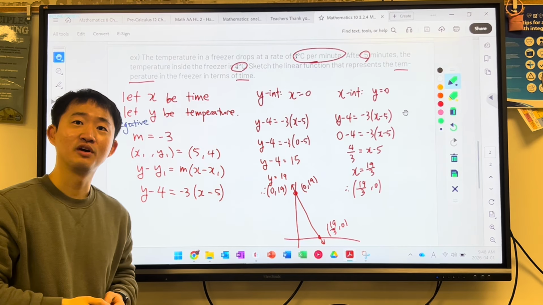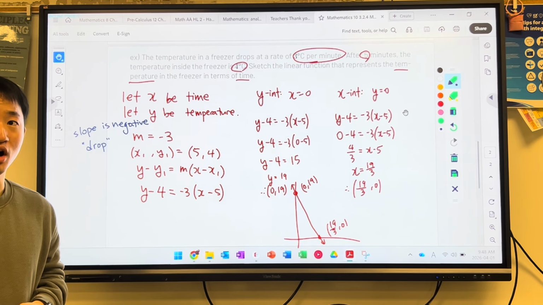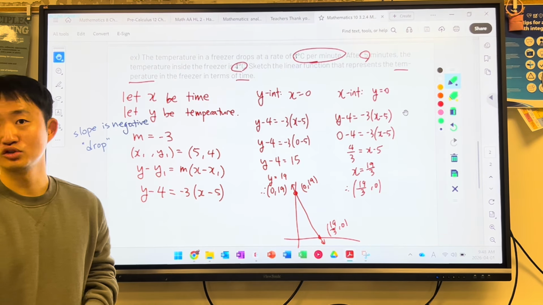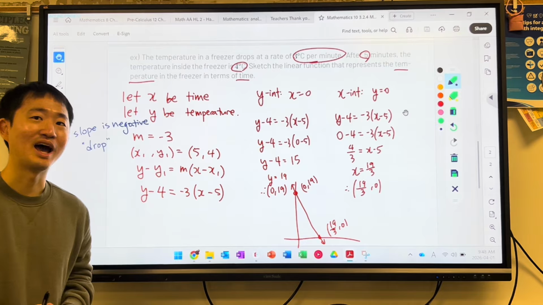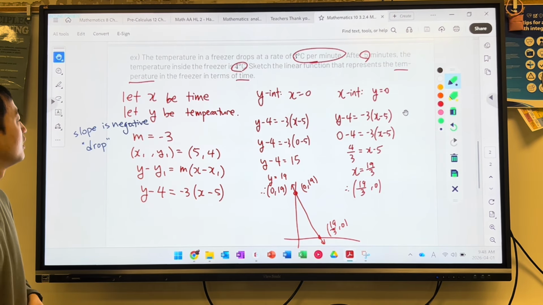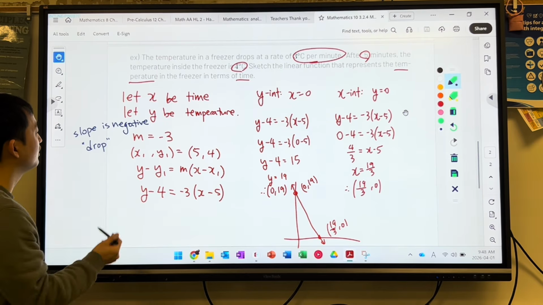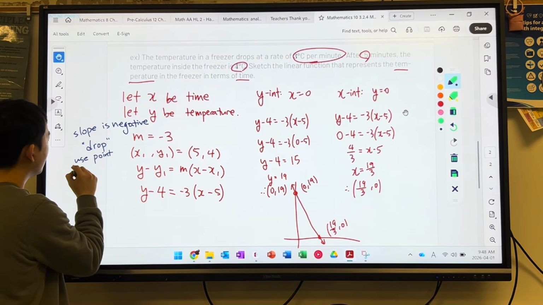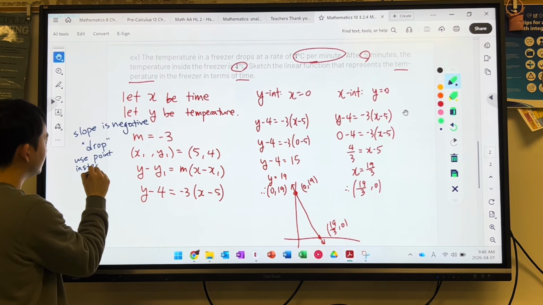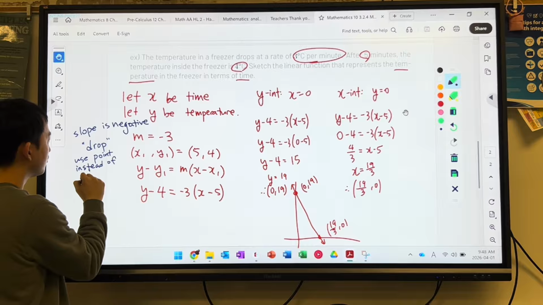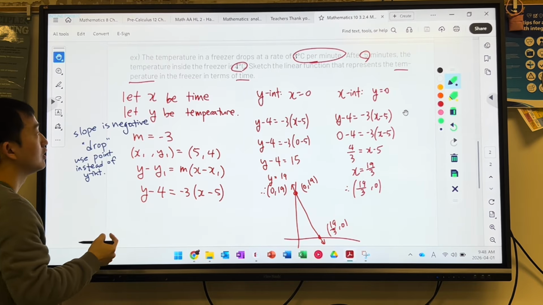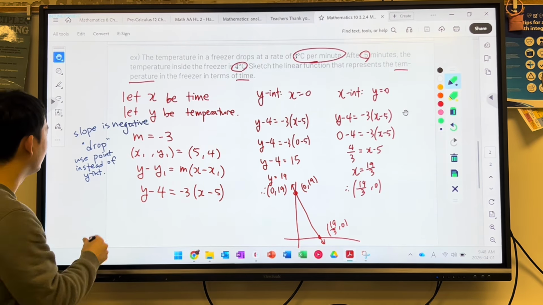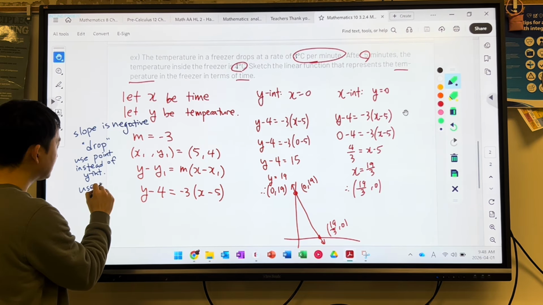Well, you can use this for other questions too. If you see the word like drop or decrease or go down by, well, it usually means that it's a negative slope, so we need to add that negative sign. And then we were given a point instead of the y-intercept. Well, in this question, the initial value is not given, that's why we use the point. And therefore, we use the point slope form.